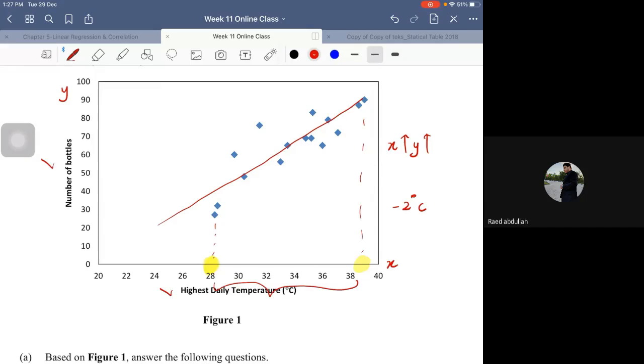So you cannot use this to predict X values that are outside this sample. You cannot predict for a temperature of negative 2 degrees Celsius. You cannot predict for a temperature of 60 degrees Celsius, because our maximum is about 40 degrees. That is the first limitation of simple linear regression.